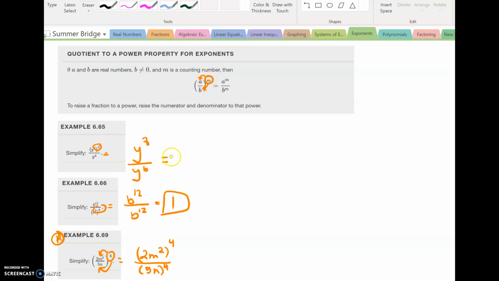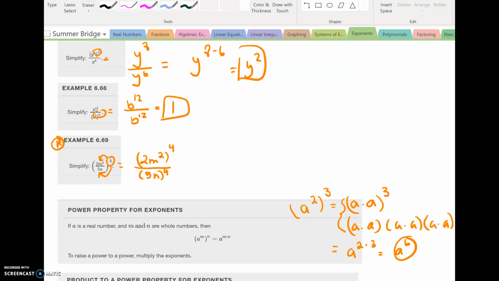And then we can use the quotient rule here because we have the same bases, and the largest exponent is in the numerator. So we're going to end up with y to the 8 minus 6, which is y to the 2nd power. And then the last one here, we have to now raise everything to the 4th. So this is a couple different power rules here, and then we have 2 to the 4th power times m to the 2nd power, also raised to the 4th, and then we have 5 to the 4th power and n also raised to the 4th.